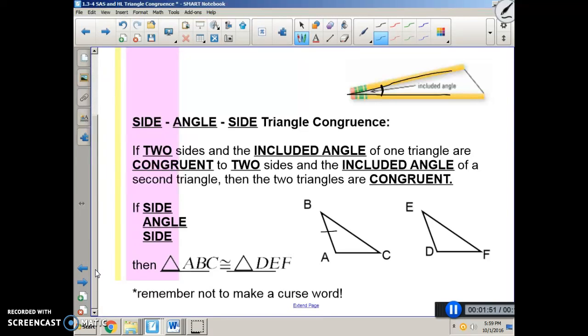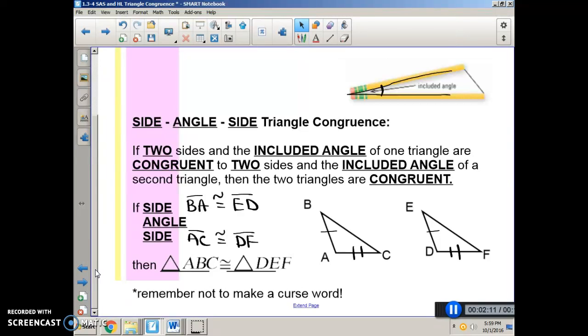So if this side is congruent to this side, and these two sides are congruent, so that would be BA is congruent to ED, and if AC is congruent to DF, then the angle between them, and it has to be the angle between them, in other words, this one right here and this one right here, those are the ones that are congruent. I cannot say angle B is equal to angle E and get it right.